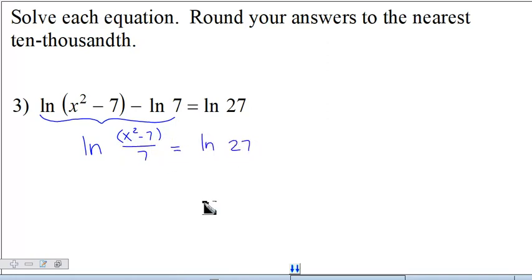What makes this problem different is that I have a single logarithm equal to a single logarithm. And we talked about this last week, saying that in this case, we can cancel out the logs. x squared minus 7 divided by 7 will be equal to 27. So now let's solve for x squared. I'll start off by multiplying 7 on both sides.